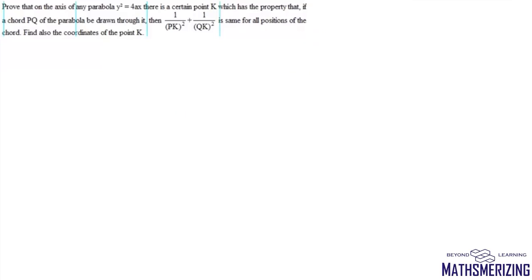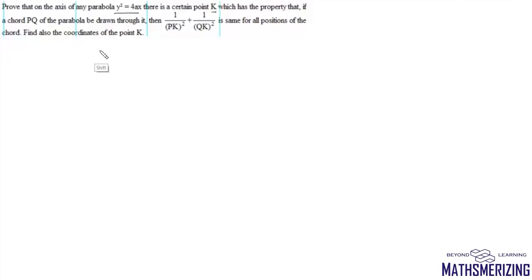Now here the question is, prove that on the axis of any parabola y square equals 4ax, there is a certain point k which has the property that if a chord pq of the parabola be drawn through it, then 1 upon pk square plus 1 upon qk square is the same for all positions of the chord. Find also the coordinates of the point k.